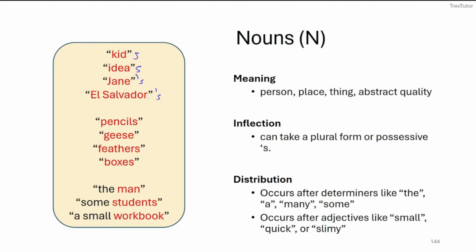In terms of its distribution, it usually occurs after determiners, so words like the, many, or some, or even after adjectives. So in the case of "the man" and "some students," these are examples of determiners, and they occur before the noun. And in the case of "a small workbook," small, the adjective, is describing the noun. Nouns typically come after adjectives used attributively, like in that case.